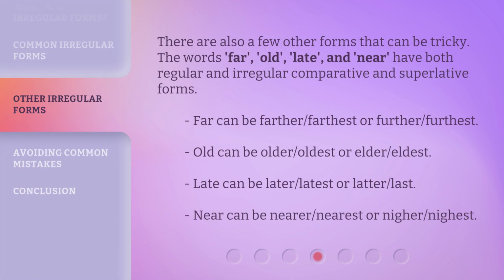There are also a few other forms that can be tricky. The words far, old, late, and near have both regular and irregular comparative and superlative forms. Far can be farther, farthest, or further, furthest. Old can be older, oldest, or elder, eldest. Late can be later, latest, or latter, last. Near can be nearer, nearest, or nigher, nighest.